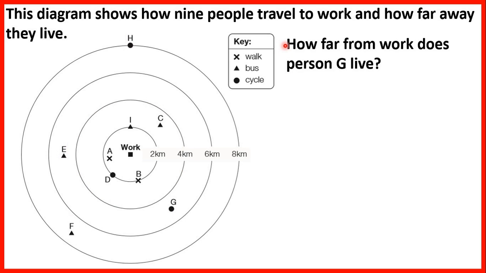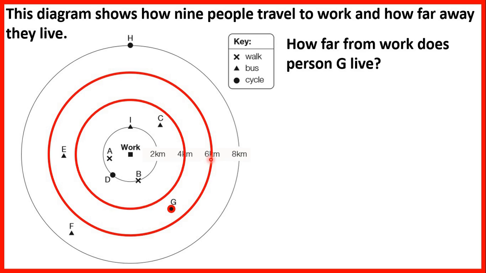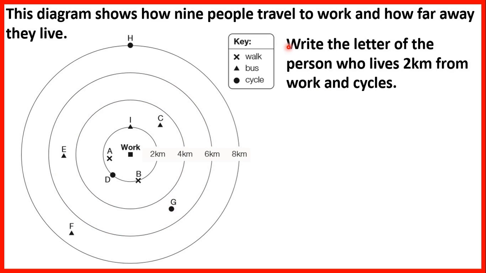Now, how far from work does person G live? Well, we can see that person G is here. Now this circle shows 4 kilometers and this circle shows 6. And person G is right in the middle of those circles, so right in the middle of 4 and 6. So that's 5 kilometers.